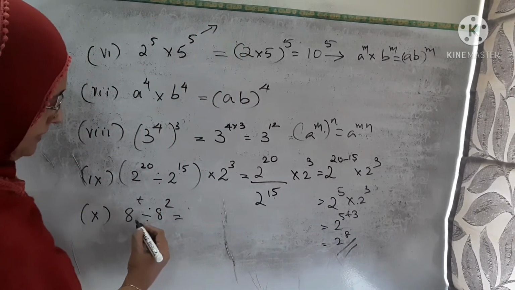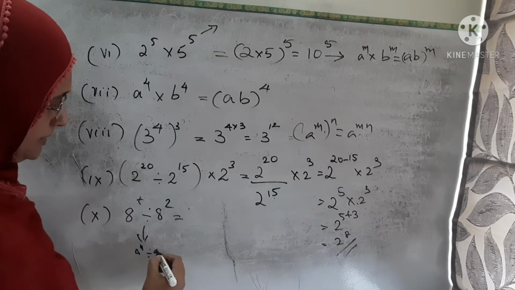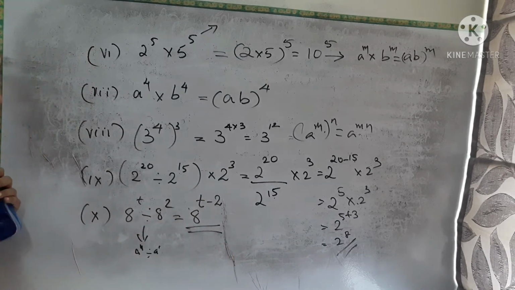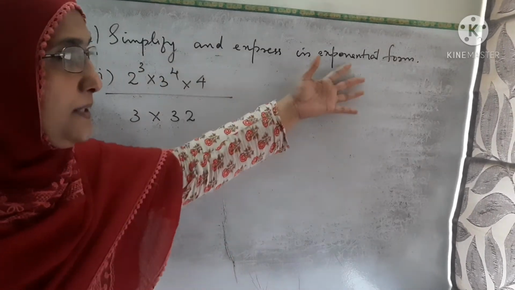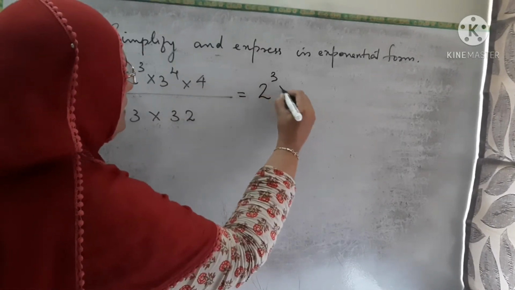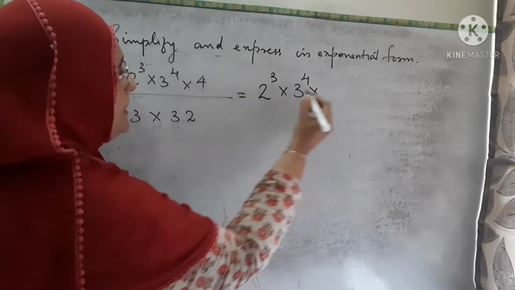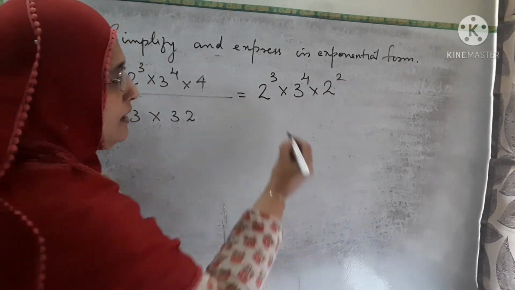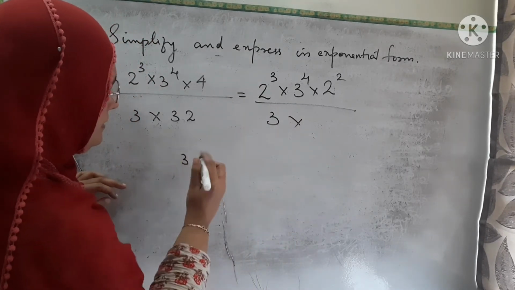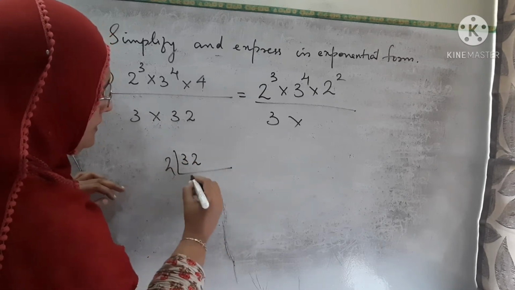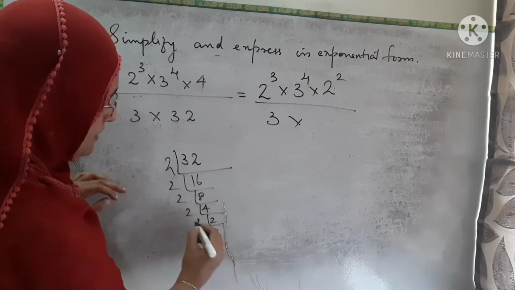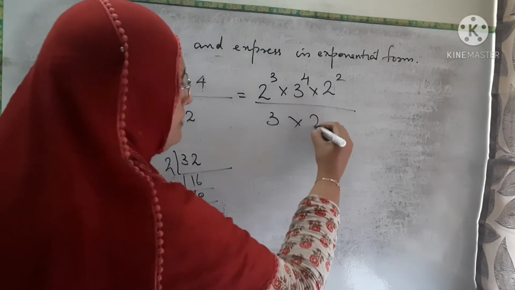Now last one, it's direct, a raised to m divided by a raised to n, that is a raised to m minus n: 8 raised to t minus 2. Second question, simplify and express in exponential form. Simplify. So see here, you can write this as 2 raised to 3 into 3 raised to 4. 4 can be written as 2 raised to 2, isn't it? By 3 into 32, you can write 32 in terms of factors of 2: 16, 2, 8, again 2, 4. So 1, 2, 3, 4, 5. It is 2 raised to 5.